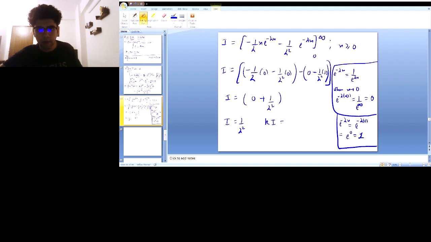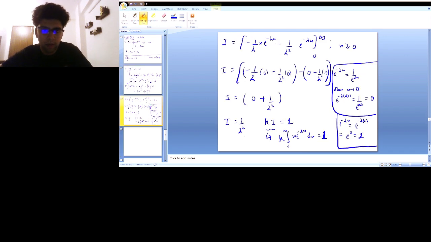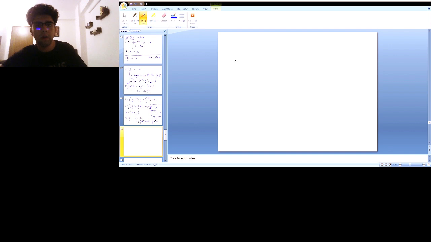k such that k times the integral is equal to 1. So if I write this in the way that I explained to you guys, this becomes k, and this was the integral of x e to the power minus lambda x from 0 to infinity dx is equal to 1. I wrote this equation here, right? I was just solving the integral, and I defined I to be this, 0 to infinity. So ultimately this becomes k I is equal to 1, and I know that I is 1 upon lambda square, so this becomes k times 1 upon lambda square, which is equal to 1, which gives me k is equal to lambda square, right? We are done with this.